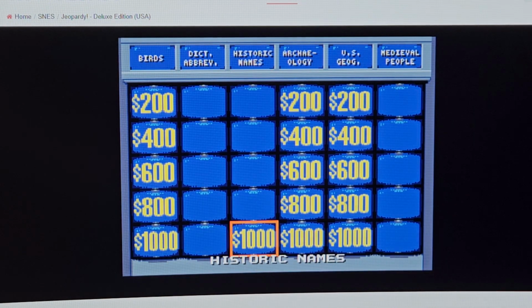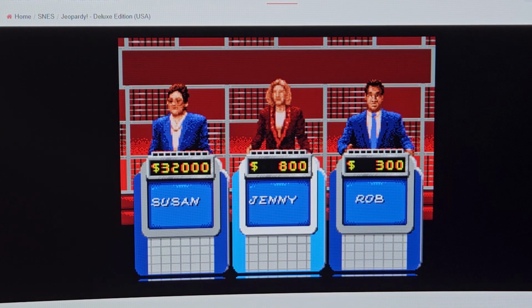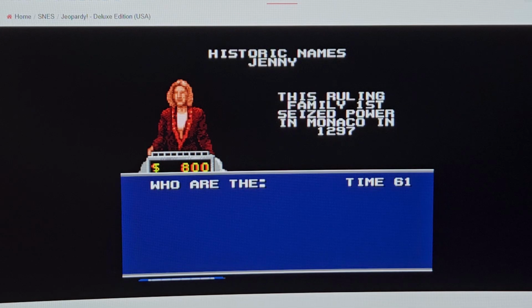Let's go historic names for the 1,000. The answer is: this ruling family first seized power in Monaco in 1297. Who are the Grimaldis? Yep.